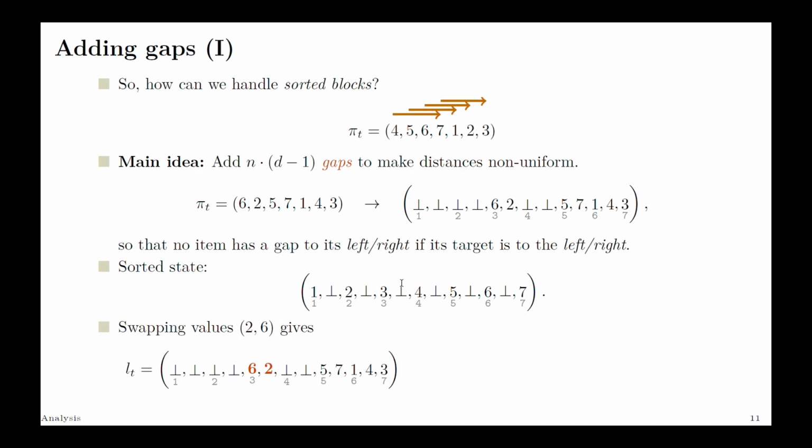And now let's look at what happens if we, for example, swap values 2 and 6. If we swap them, then 2 would go directly to its target, and 6 would need to be swapped with all these gap elements until it reaches 1, which is a non-gap, so that its element to the right is a non-gap element.